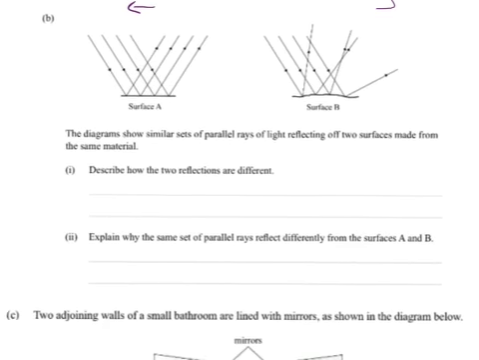B. The diagrams show similar sets of parallel rays of light reflecting off two surfaces made from the same material. So surface A is flat, surface B is not perfectly flat. So anyway, part 1. Describe how the two reflections are different. Depending how we want to look at it, surface A is regular, predictable, nice, going with that surface pattern. B is irregular.